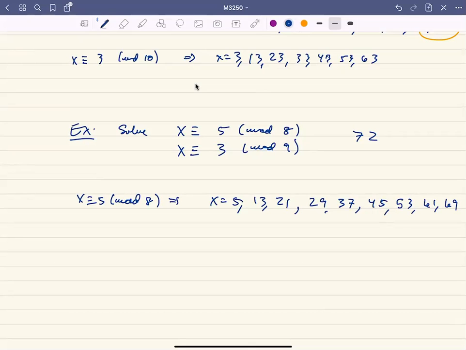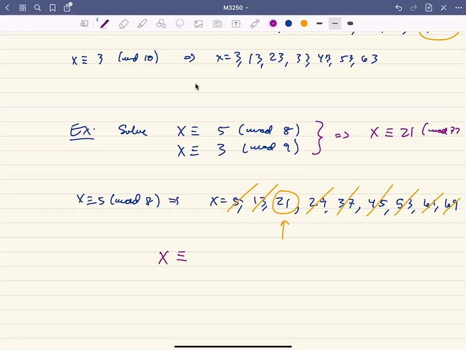Now, which of them are congruent to 3 mod 9? Let's go through and look. We want them to have a remainder of 3 when divided by 9. So certainly not 5. 13 is 4 mod 9. 21 is 3 mod 9. And then this is 2 mod 9, 1 mod 9, 0 mod 9, 8, 7, 6 mod 9. So it turns out that 21 is our solution, and there we go. Our solution is that x is congruent to 21 mod 72.